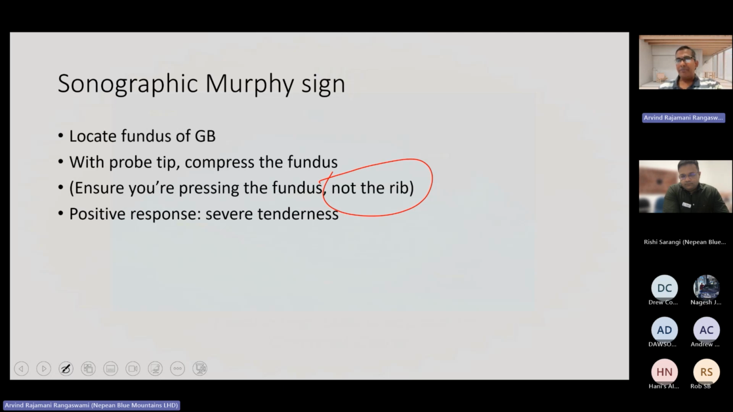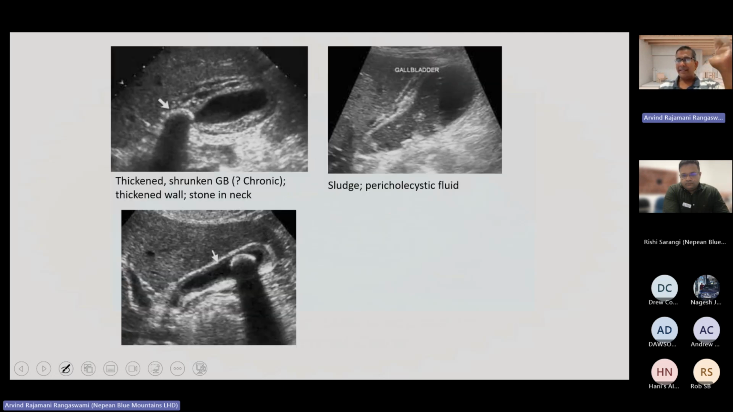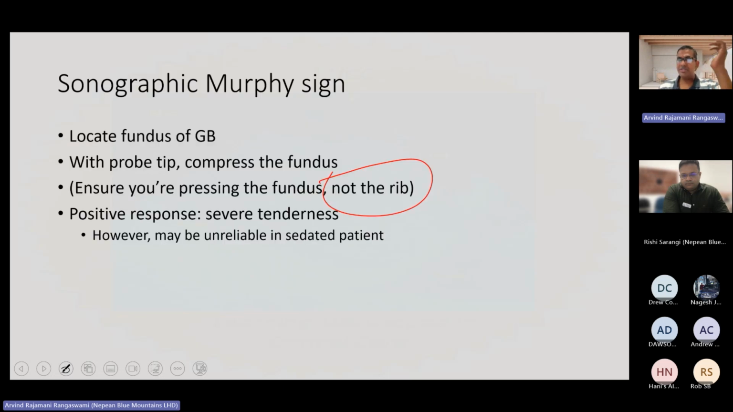The confounding factors are obviously some of our critically ill patients might be sedated or unconscious. But what I have seen is, even in patients who are encephalopathic, if you press and the patient actually truly has cholecystitis, you can often find that they grimace or sometimes they localize to the probe. Okay. It is highly unlikely for patients to have true cholecystitis and not have any response whatsoever. Okay.